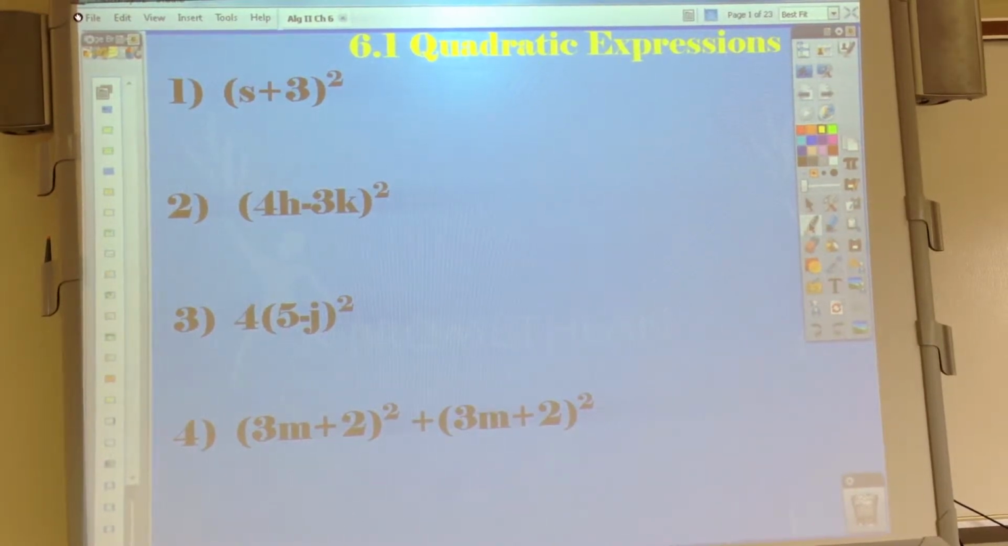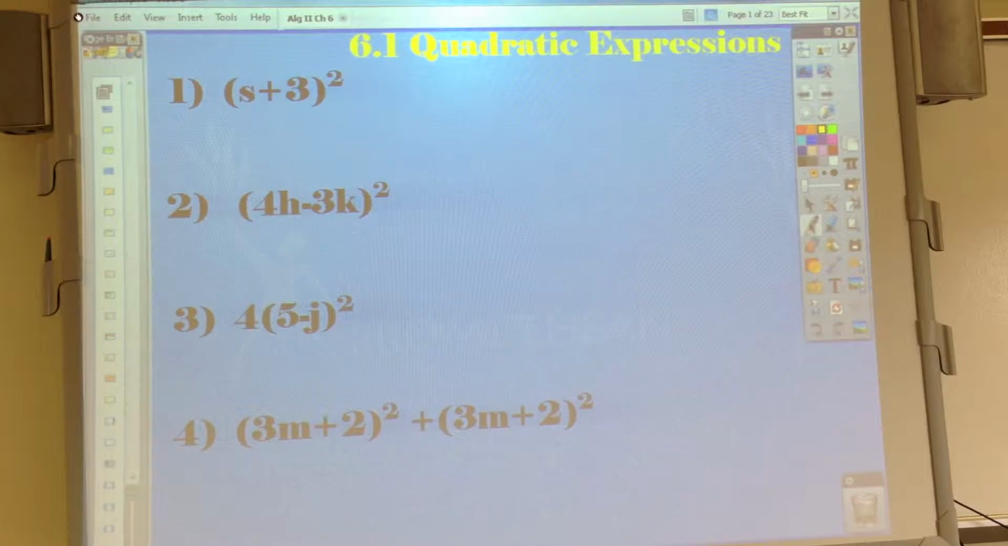Hello, ladies and gentlemen. This is section 6.1, and today we're going to start off by simplifying quadratic expressions. The quadratic expressions that are on the front board are factored, and so we want to expand them back out. So I'll start with number 1.